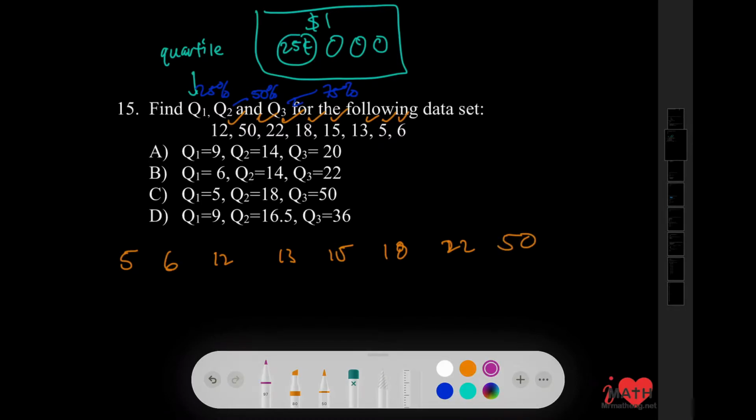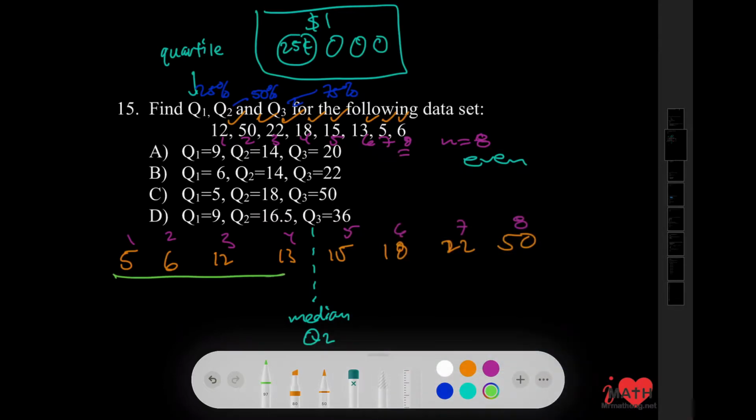This is how I can double check. I just write out how many numbers I have: 4, 5, 6, 7, 8. So n equals 8, right? So 1, 2, 3, 4, 5, 6, 7, 8. Perfect. So this is an even set, and my blue line represents the median, or Q2.